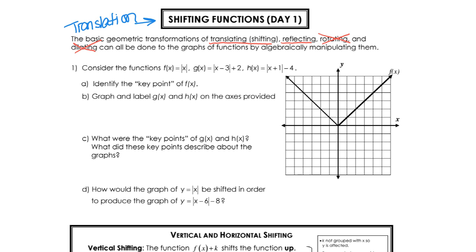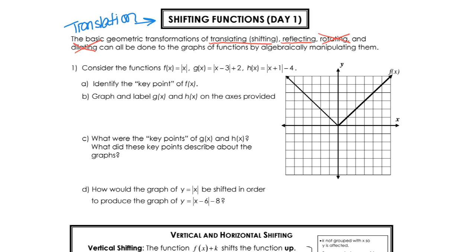Okay, so number 1 says consider the functions. f of x equals the absolute value of x. g of x is equal to the absolute value of x minus 3 plus 2. And h of x is equal to the absolute value of x plus 1 minus 4. And they want us to identify the key point of f of x.